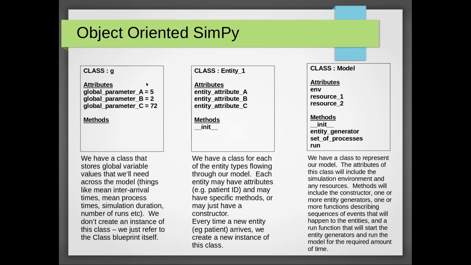Usually, you should always have the class as a blueprint, and then if you're working with it, you should create instances of that class. But there are some circumstances where you may wish to create a class and then refer to it directly. You don't actually create any instances. That's because what this class is doing is basically holding all the global parameter values that you're going to need across the model. So we don't need to create any instances of it.